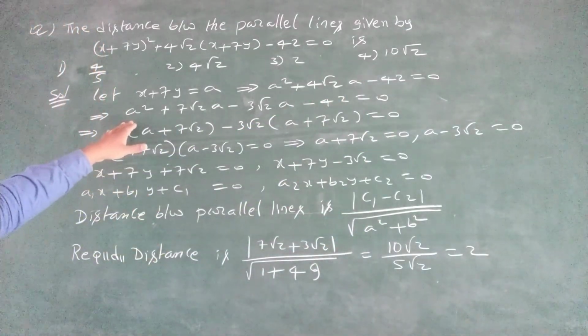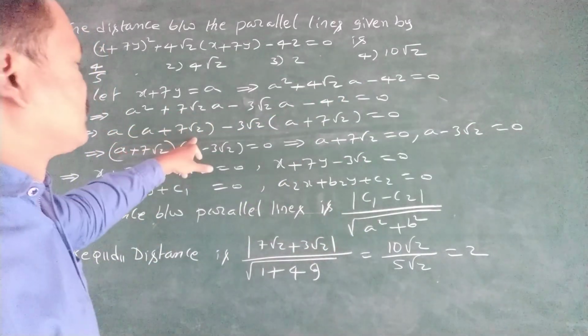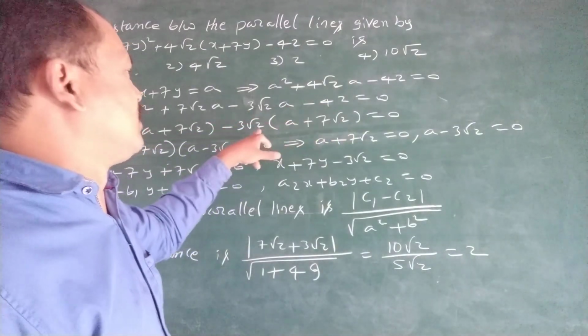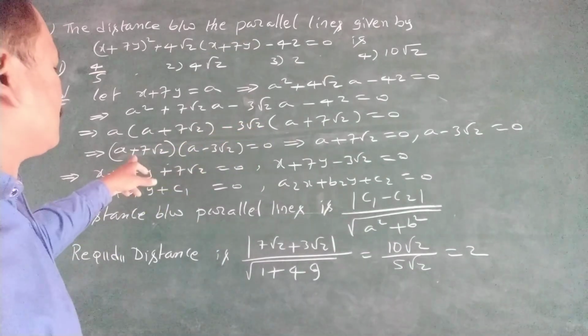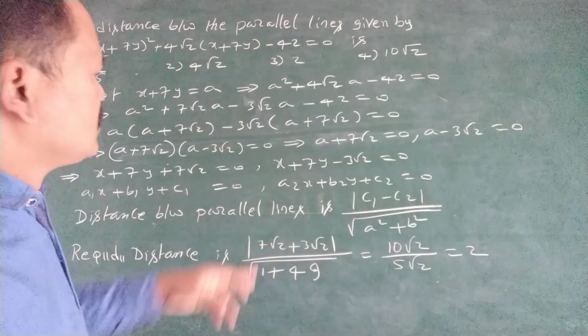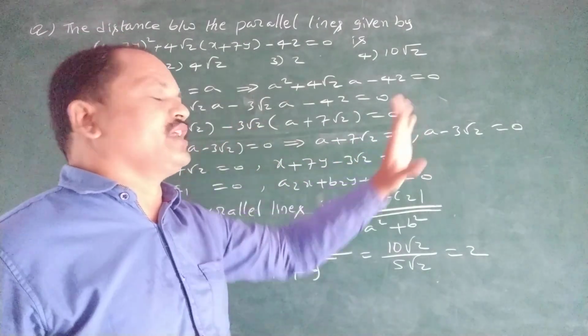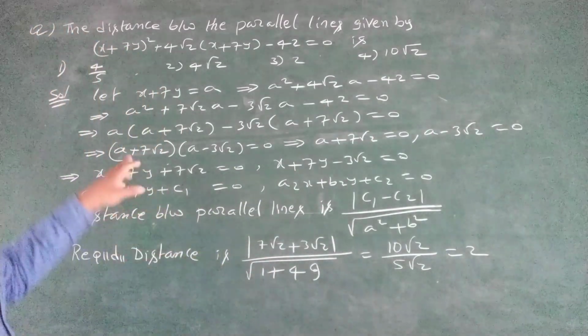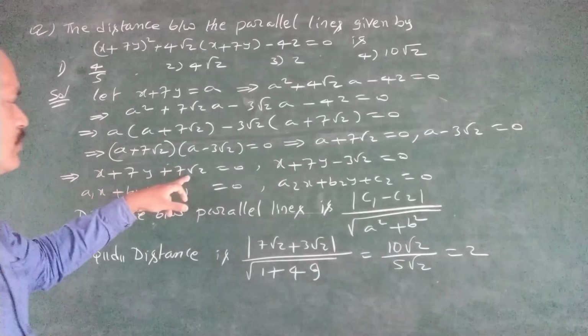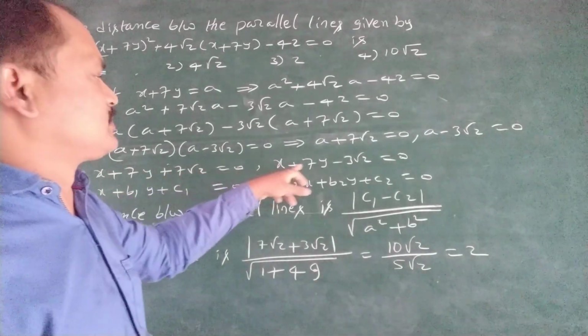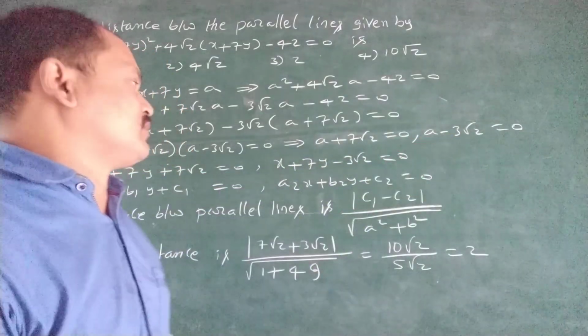Now we have to take common: a plus 7 root 2 is common, so a plus 7 root 2 is equal to 0. Again taking common a plus 7 root 2, then a minus 3 root 2. So a plus 7 root 2 is equal to 0, and a minus 3 root 2 is equal to 0. What is a actually? x plus 7y. That's why x plus 7y plus 7 root 2 is equal to 0, and x plus 7y minus 3 root 2 is equal to 0.